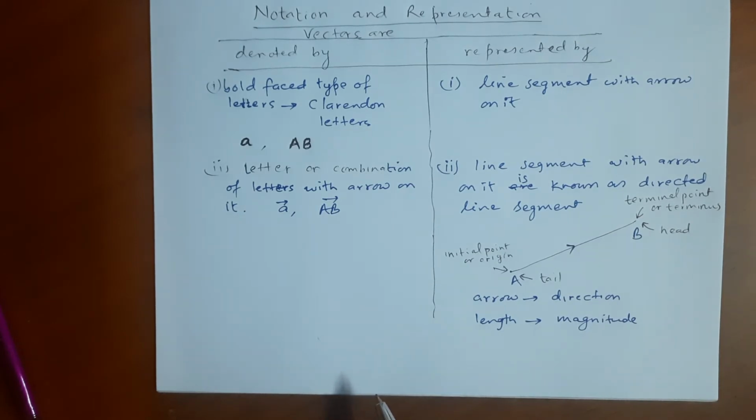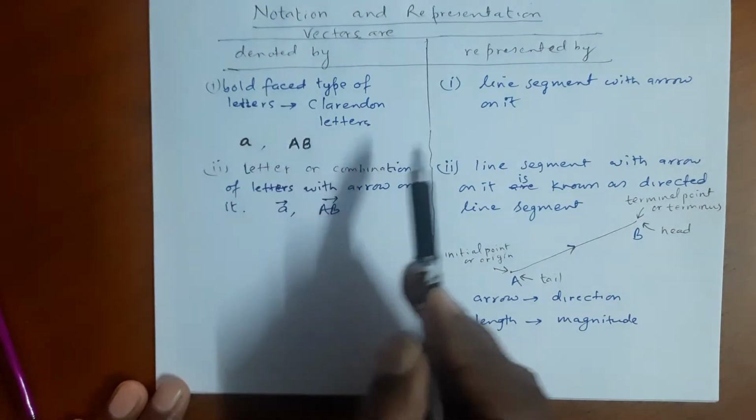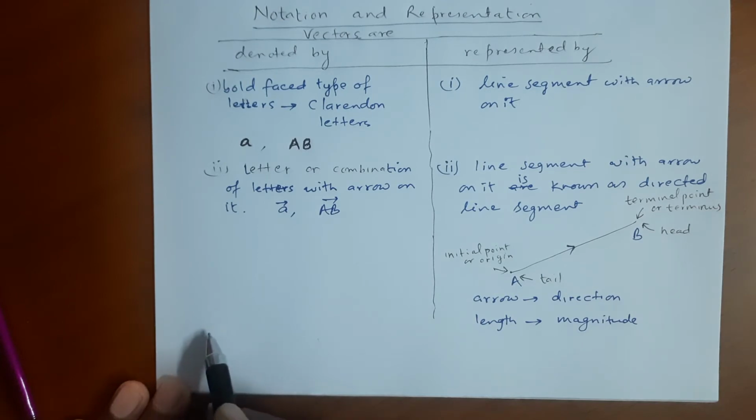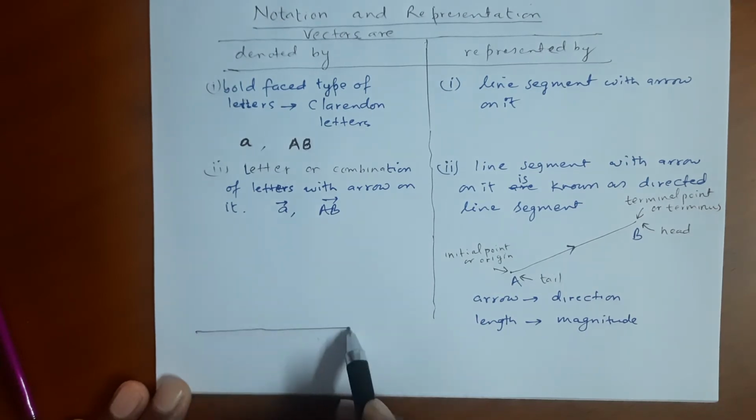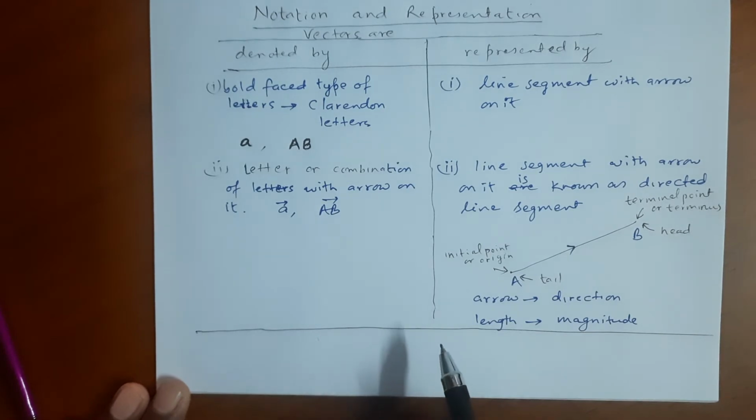Okay, in this way we can denote vectors. Notation of vectors and representation of vectors, both matters we have discussed. This is the important thing in the beginning of vectors.